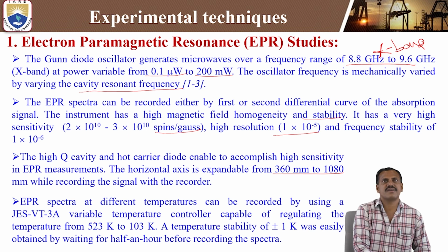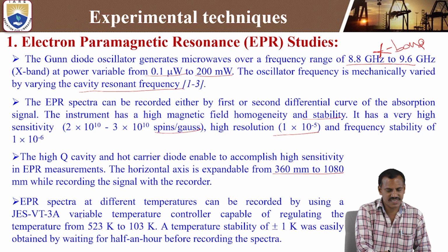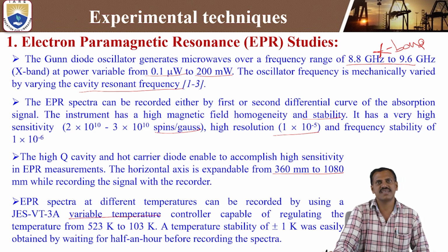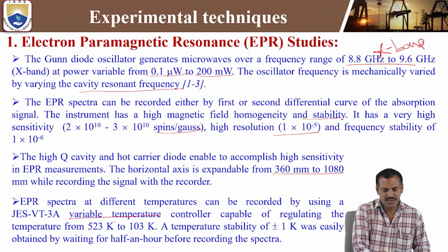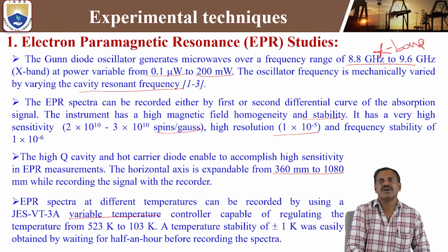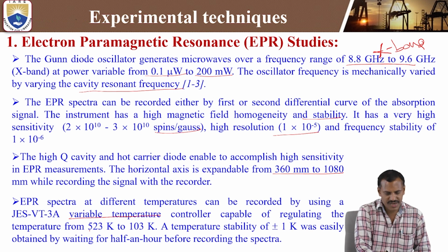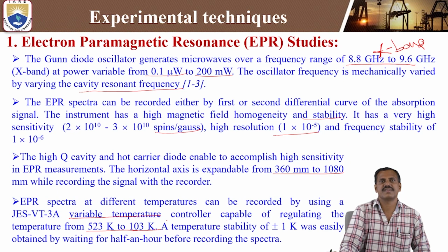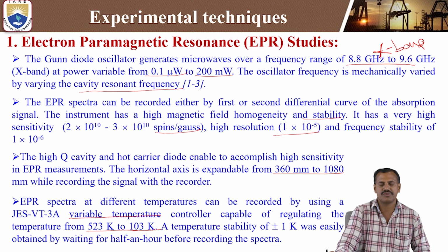The EPR spectra at different temperatures can be recorded by using a JES-VT3. We can study the room temperature EPR or ESR signal, and at the same time low temperature also by using the ESR spectrometer. The variable temperature control is capable of regulating the temperature from 523 K to 103 K. The EPR signal at low temperature we can also measure with this spectrometer.